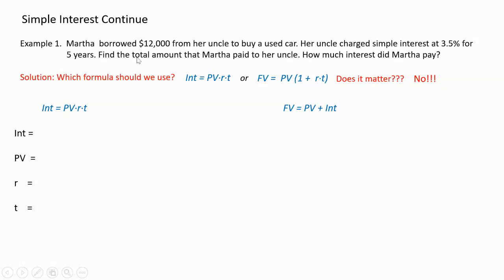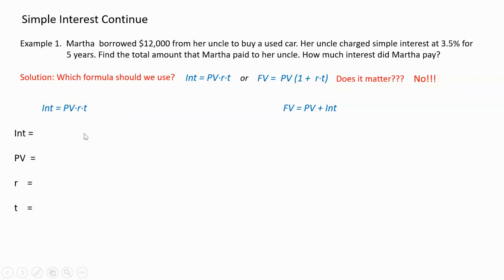So for example, here guys, find the total amount that Martha paid to her uncle. We're looking for the future value, right? How much did Martha end up paying to her uncle in 5 years? And also, how much interest did Martha pay? So if we use the interest formula, then we're going to find out first what Martha paid.